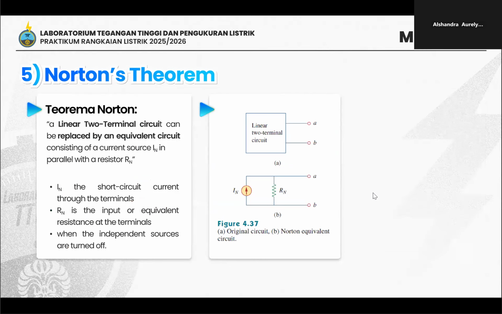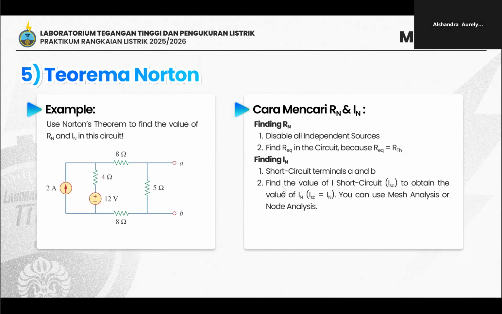Next is Norton's theorem. Frankly, it's quite the same as Thevenin's theorem, but in a different configuration. As you can see, it has a current source and a resistor, but in parallel. It's quite the same as the source transformation we saw beforehand. So I'll solve this example.